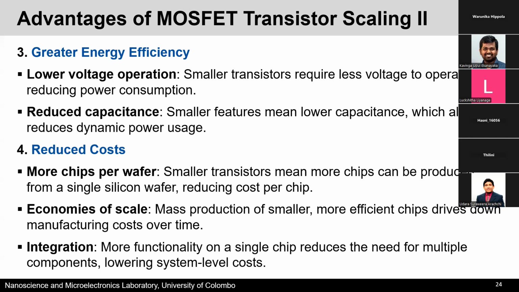So within one wafer, now you can fabricate a lot more chips. That makes it even cheaper. And as you have more and more transistors, you have more functionality. So basically, this whole thing is driven by economies of scale, right? So the mass production has made it a lot cheaper, and it also makes sure that more efficient chips actually drive down the manufacturing costs over time.